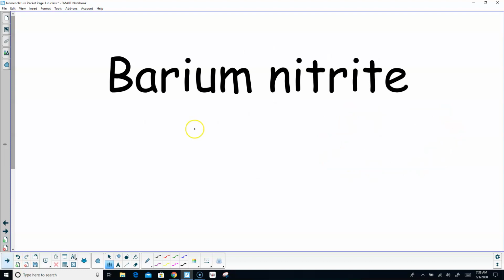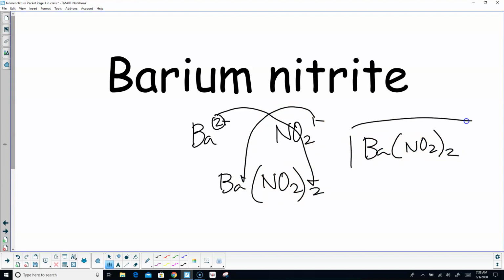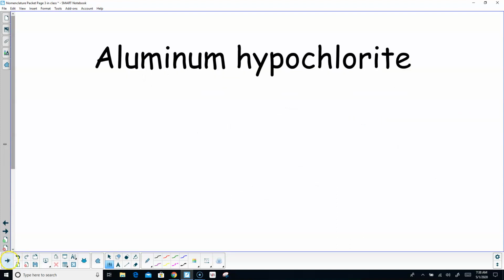Barium nitrite. Barium is always 2+. Nitrite is NO2 and it's 1-. So I'm going to write my barium, I'm going to write my nitrite. This 2 goes over here. This 1 goes here. I need parentheses. Ba(NO2)2. That is barium nitrite.